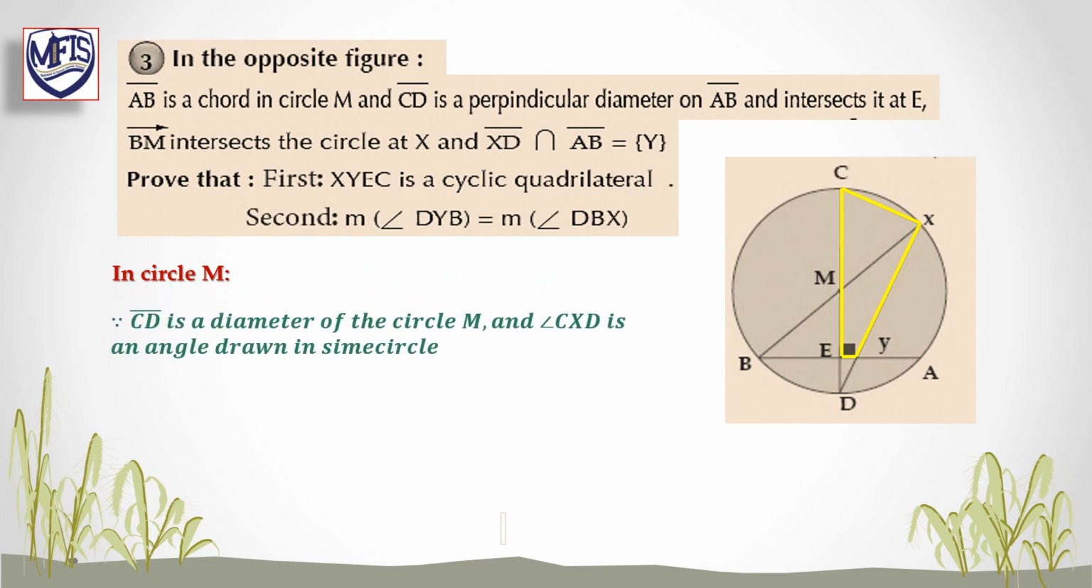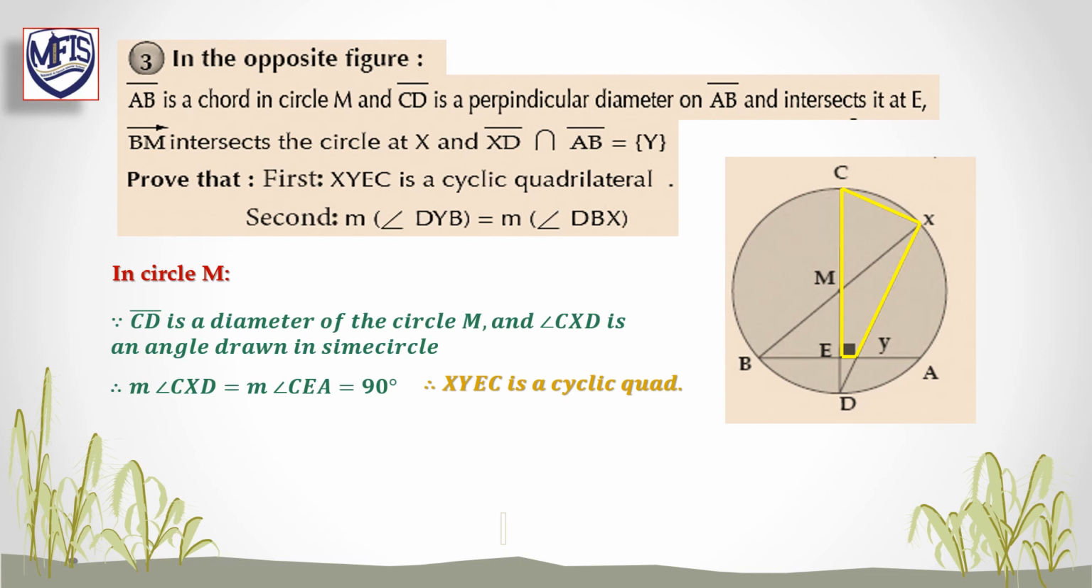In circle M, since line segment CD is a diameter of the circle M, and angle CXD is an angle drawn in a semicircle, therefore measure angle CXD equals measure angle CEA equals 90. That means two opposite angles in the quadrilateral are supplementary. Therefore, measure angle CXD equals measure angle CEA equals 90. Therefore, XYEC is a cyclic quad.